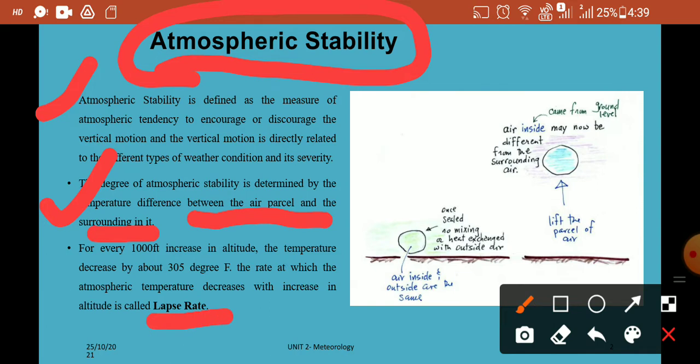For every 1000 feet increase in height, the temperature decreases by about 3.5 degrees Fahrenheit. The rate at which atmospheric temperature decreases with increase in altitude is called the lapse rate. This one is an example of a sealed parcel: once it is sealed, there should not be any mixing or heat exchange with the outside air, so it remains the same.